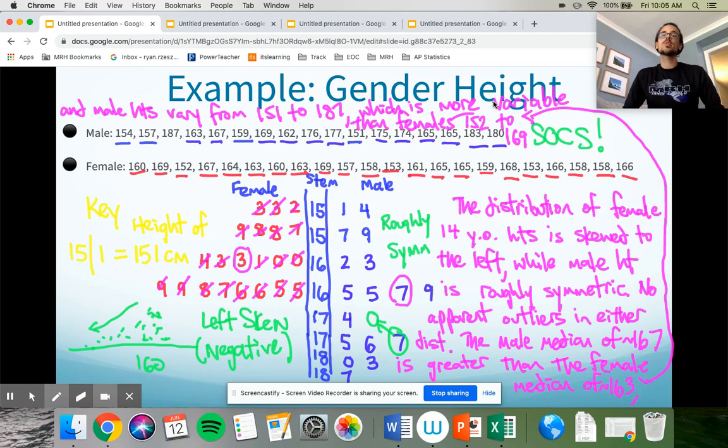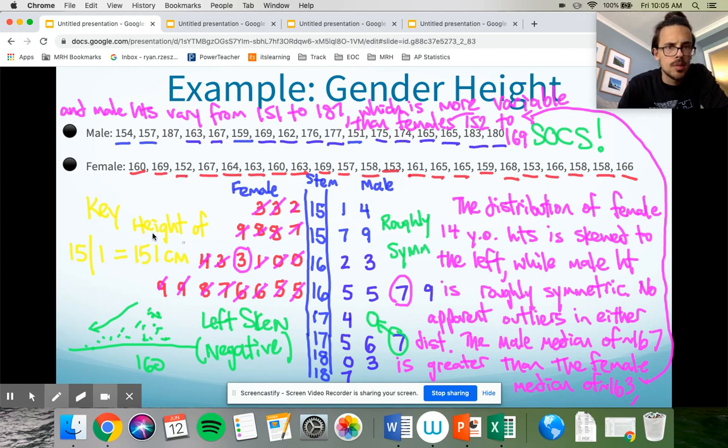So yeah, it looks like male heights are higher on average and they're more spread out. Females tend to be more consistent. And then the heights average overall isn't quite as high. So that is the basic setup of a stem and leaf plot.